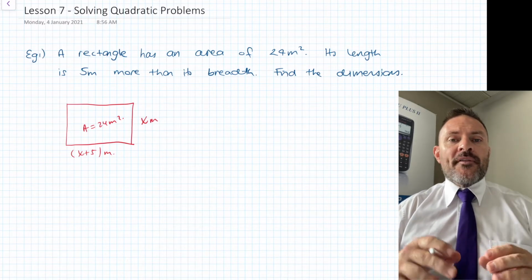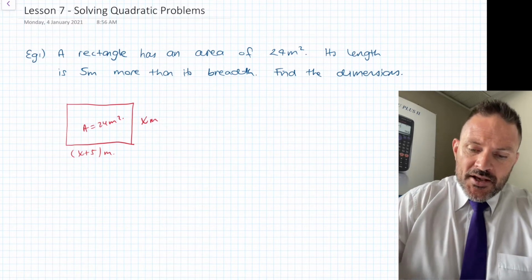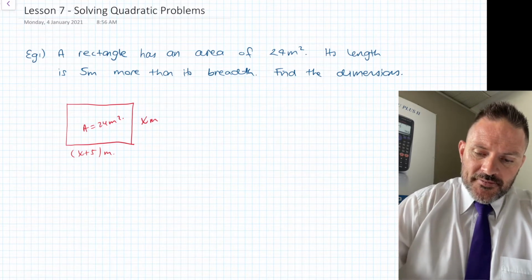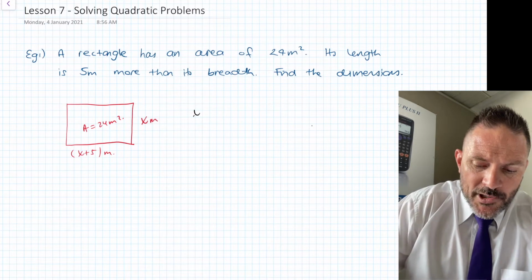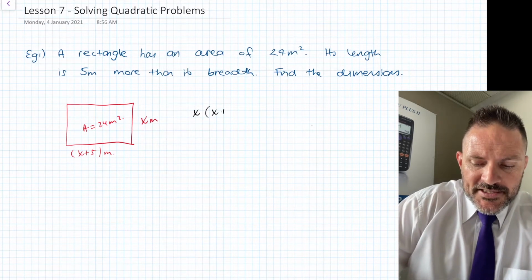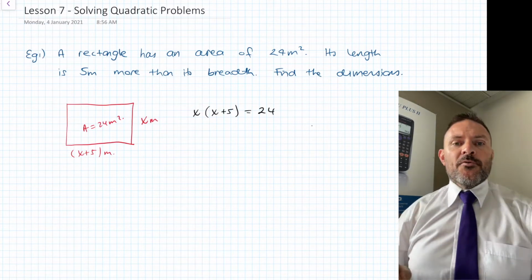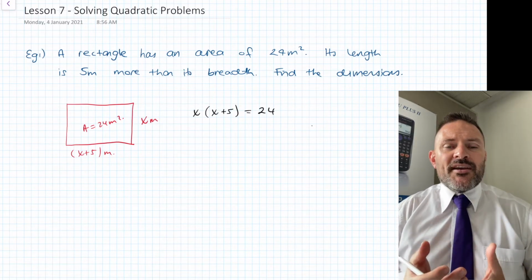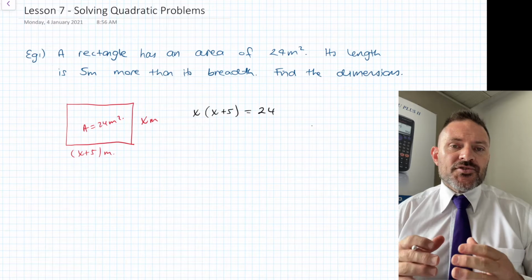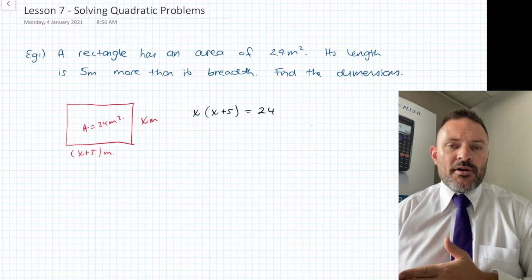Now, how do you find the area of a rectangle? Well, we multiply the two sides together. So that means in this question, I'm just going to change my color here, that when I multiply x and x plus 5 together, the answer is going to be 24. Now, that has been factorized. The problem with this question is we can't solve it in this format because the answer equals 24.